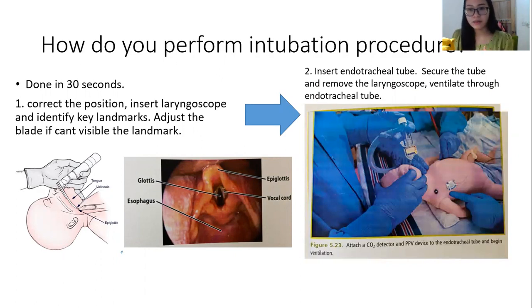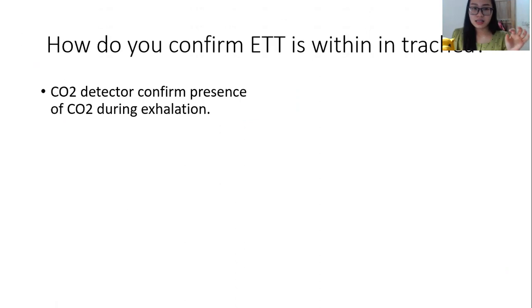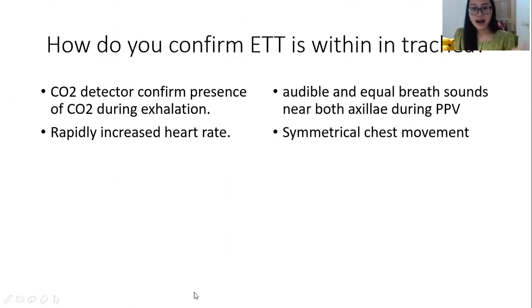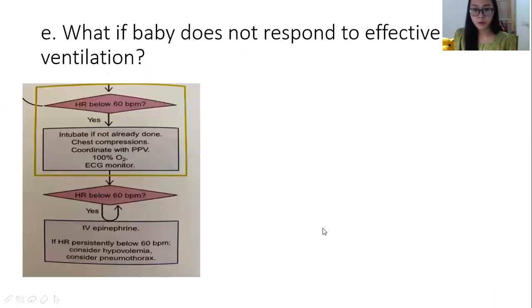tube is correct. So how do you confirm the ETT tube is correct in position? So first we can see the carbon dioxide detector. There's a presence of carbon dioxide during exhalation. And thirdly, there's a rapid increase of the heart rate. And there are other methods to confirm as well. You guys can read on.